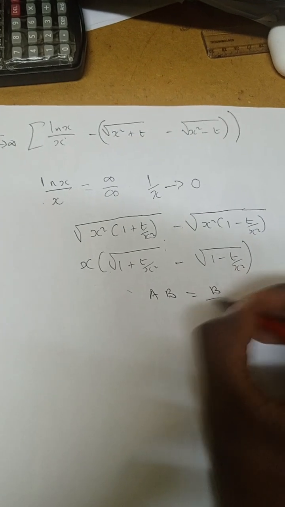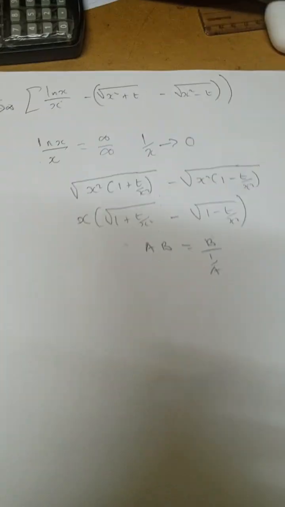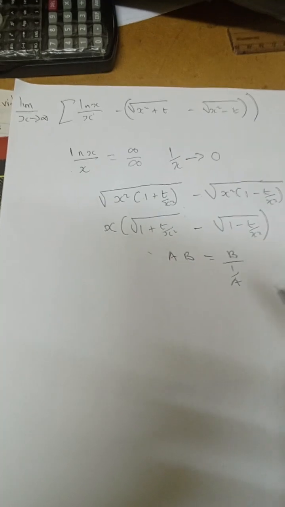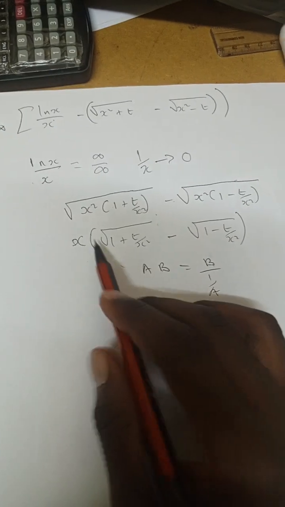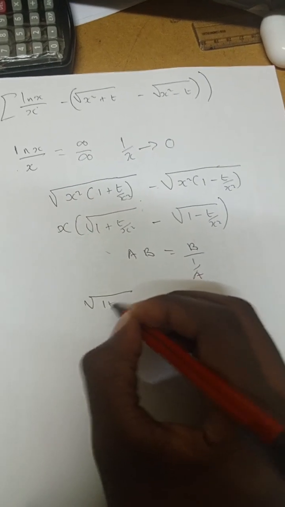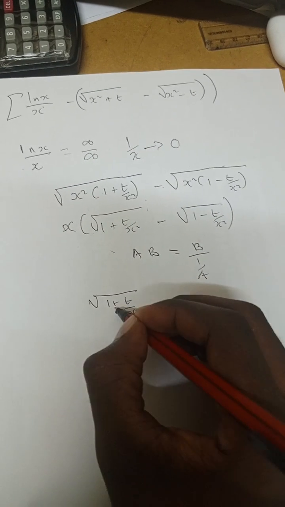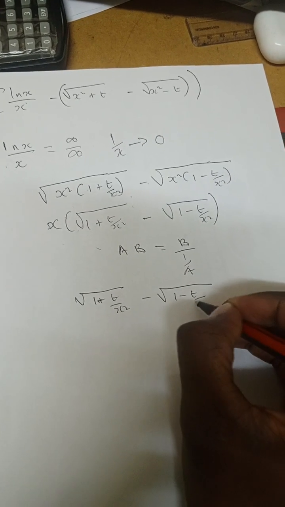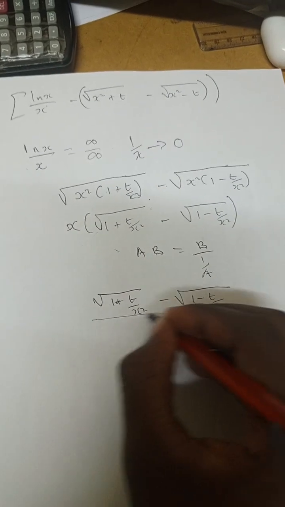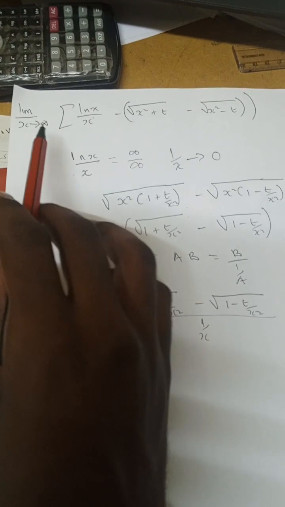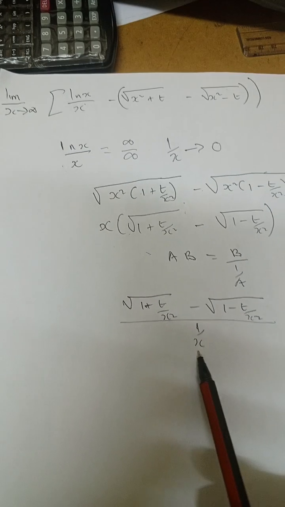Now, remember, the reciprocal rule: 1 over 1 over A is the same as A, according to indices, or just normal algebra. Because we know that 1 divided by 1 over A is the same as A. So now I'm just going to write it in terms of this. I'll have the root of 1 plus t over x squared, then minus the root of 1 minus t over x squared. Then this all over 1 over x. Remember, the limit was x approaching infinity.